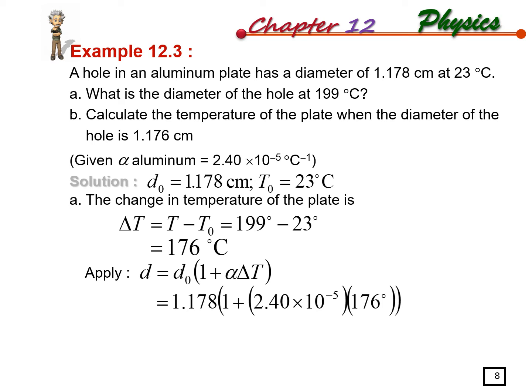Okay, so therefore we can calculate the final value, which will be the final diameter, which will be 1.183. Over here, when the temperature increases, we will have expansion. In general, when we observe question B, the diameter becomes smaller, which means it will shrink.